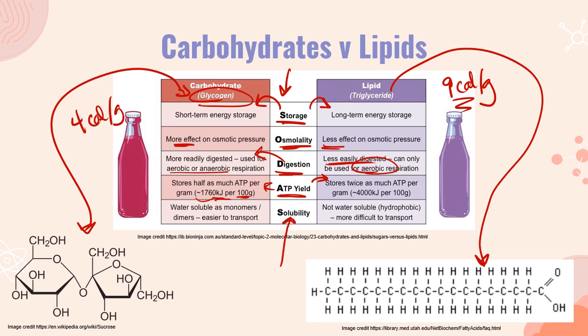But then in terms of solubility, carbohydrates for the win. Carbohydrates are quite a bit more soluble when they're in their smaller forms, so they're monomers and dimers, sucrose and glucose, super easy to transport around the blood. Our lipids are hydrophobic, and so they're much more difficult for us to transport.